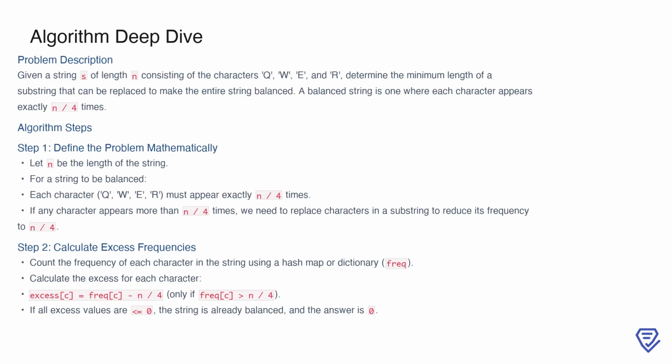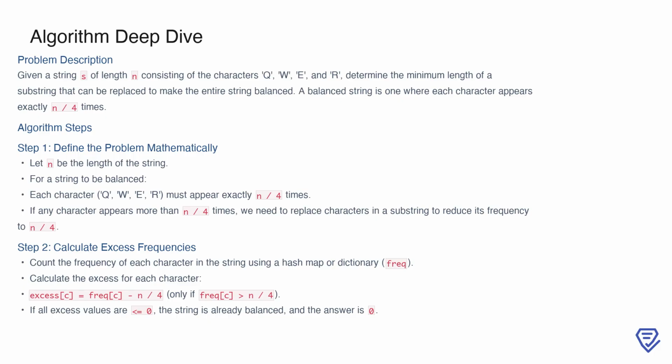To solve this problem, we start by understanding what it means for a string to be balanced. A balanced string is one where each of the four specific characters Q, W, E, and R appears exactly n/4 times, where n is the length of the string. If any character appears more than this threshold, it creates an imbalance.